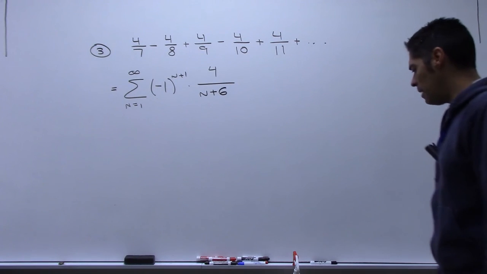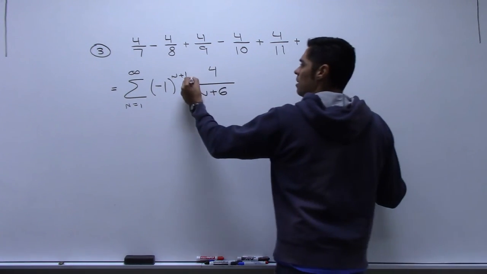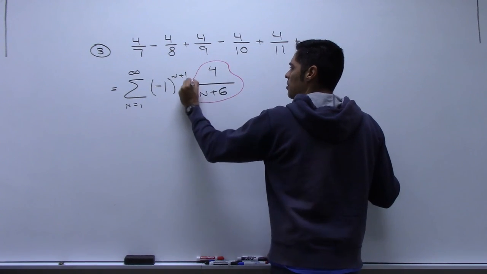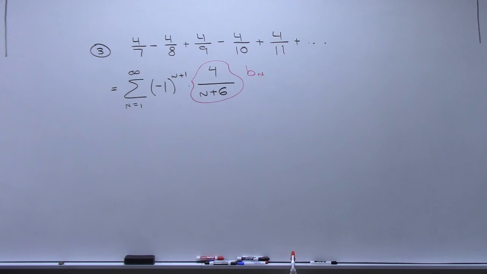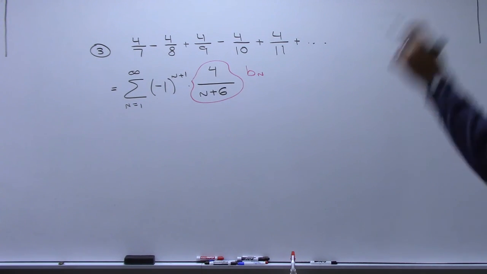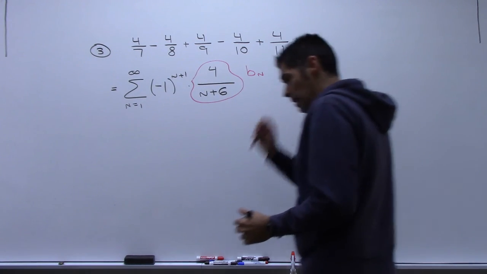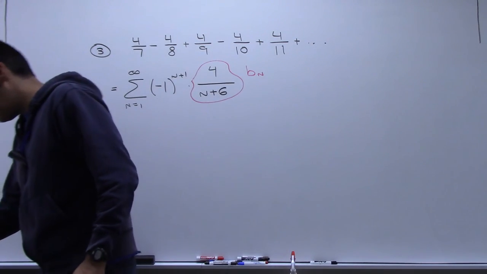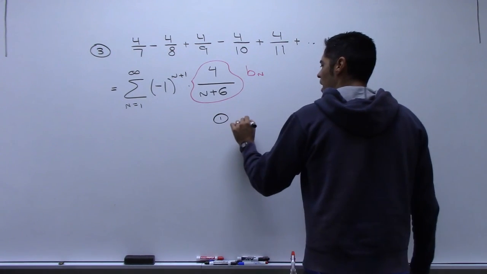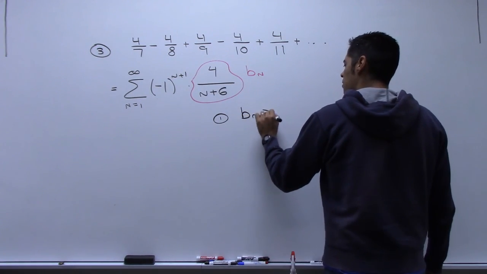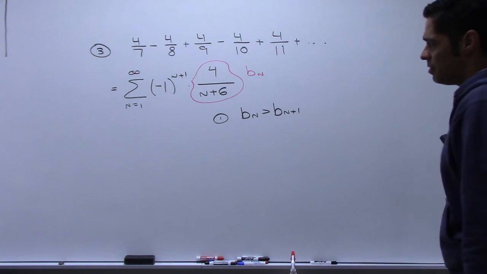So this is my series formula, and since it's an alternating series, I'm going to identify what b sub n is. And then I'm going to use the alternating series test on this problem to try and figure out if this converges or diverges. So here are the things I want to show. The first thing, I need to show that b sub n is greater than b sub n plus 1. And so that means it's decreasing.